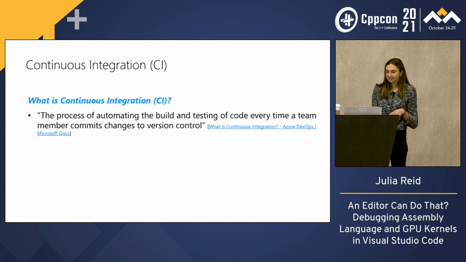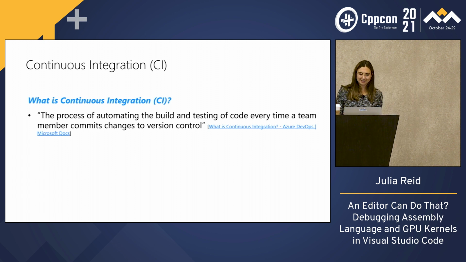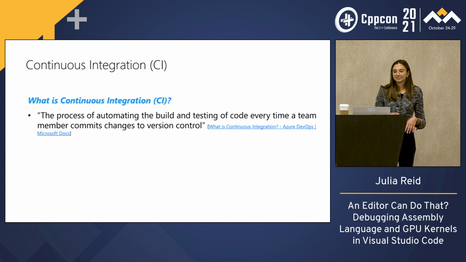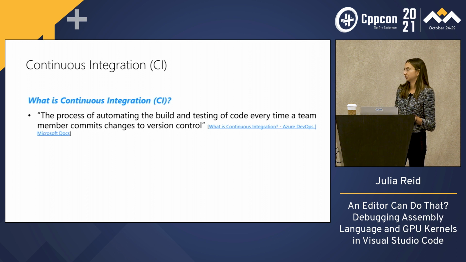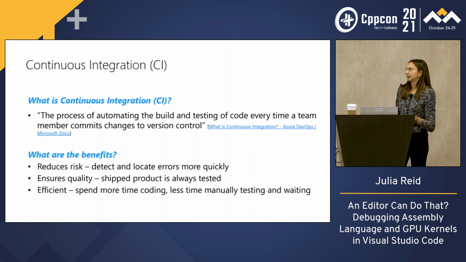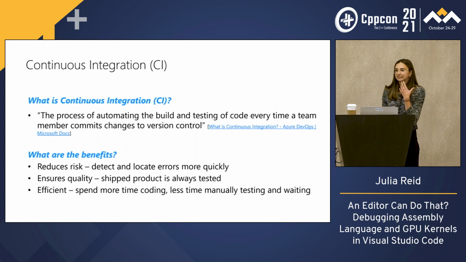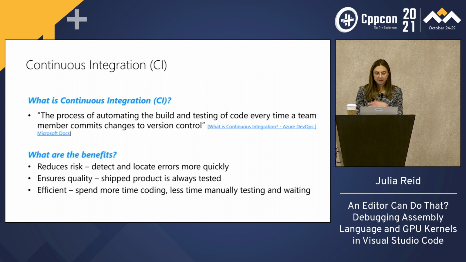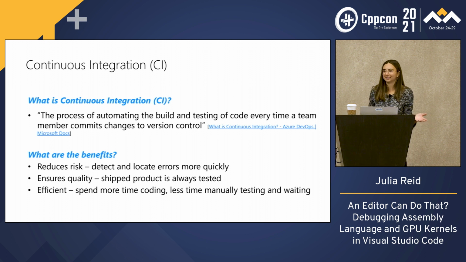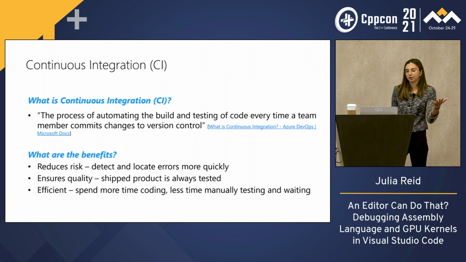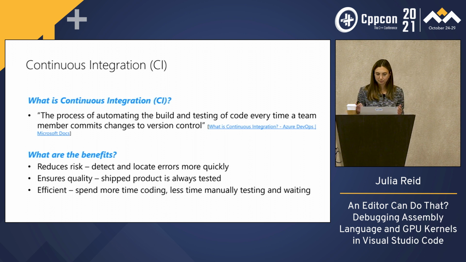So what is continuous integration, also commonly referred to as CI? Continuous integration is the process of automating the build and testing of code every time a team member commits changes to version control. And it's really helpful because it reduces risk. You can easily detect and locate errors because you know exactly which commit is causing these checks to fail. It ensures quality because code won't be merged into a certain branch or released to production unless it's passed all of these automated tests. And it enables efficiency because you can spend more time coding and less time manually testing or waiting between test results and deployments.